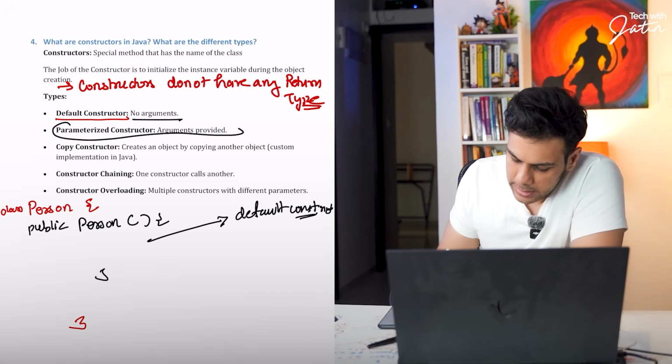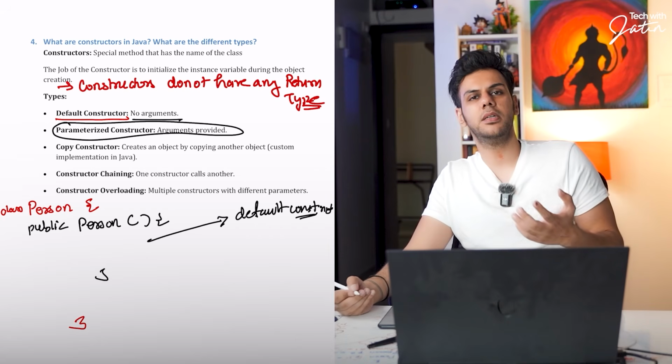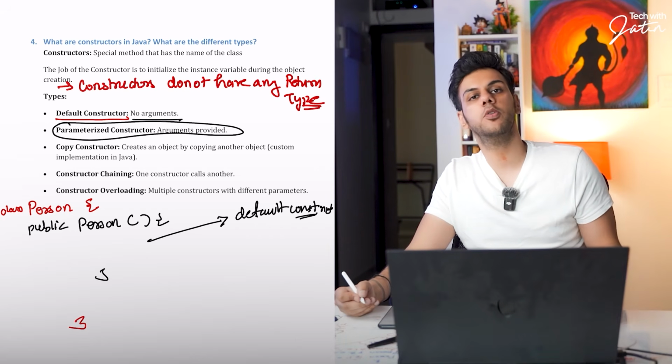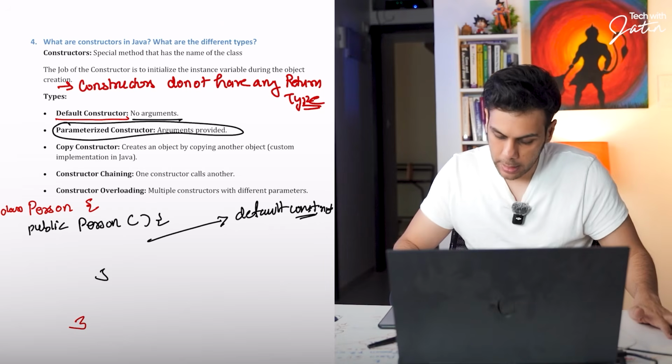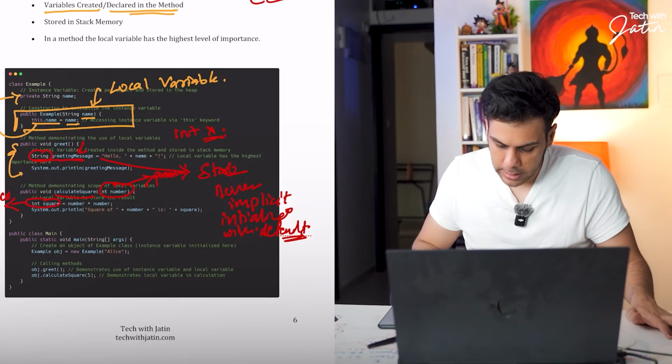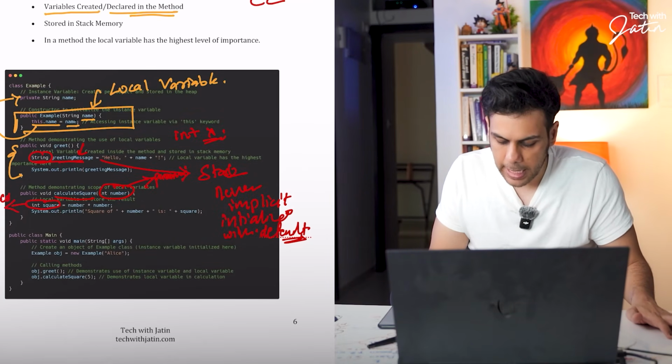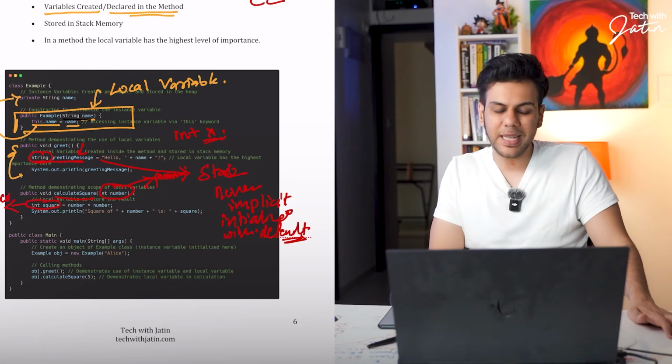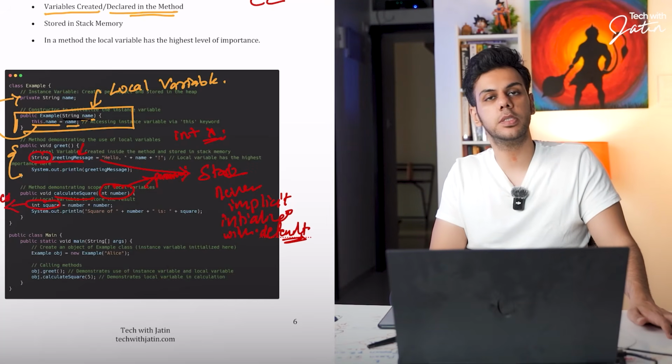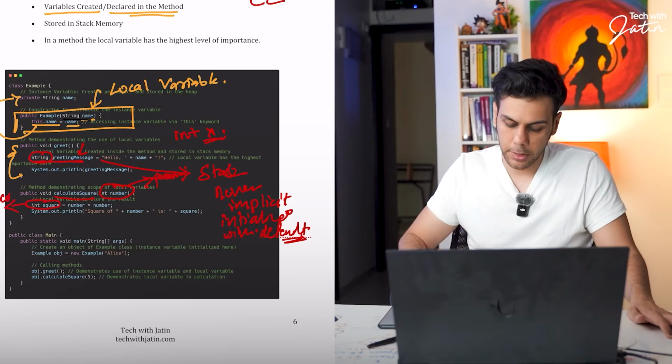What is a parameterized constructor? Parameterized constructors are basically constructors which are going to have parameters. As simple as that. Over here, if you look carefully, this is a parameterized constructor. Example, String name. So we are passing a parameter to this constructor. So this becomes a parameterized constructor.